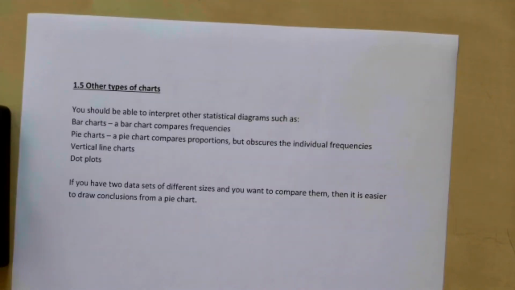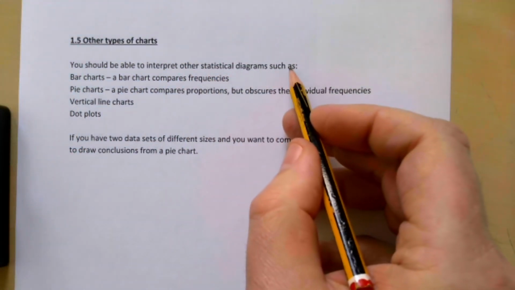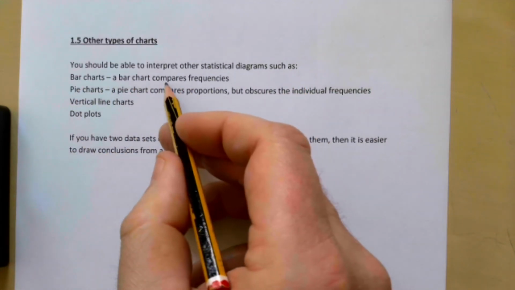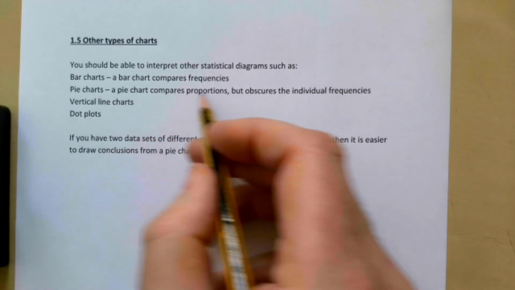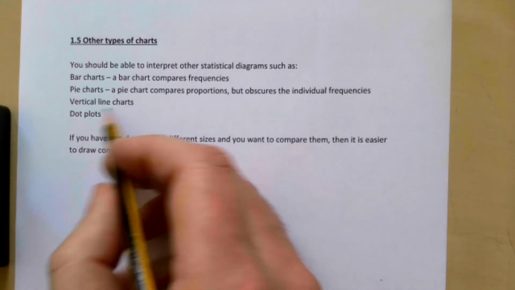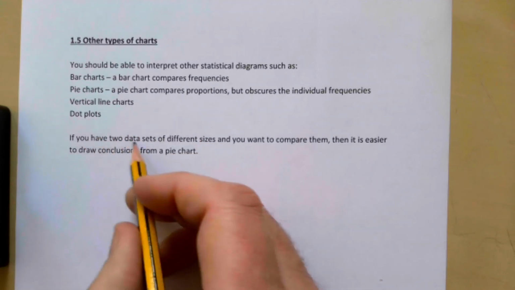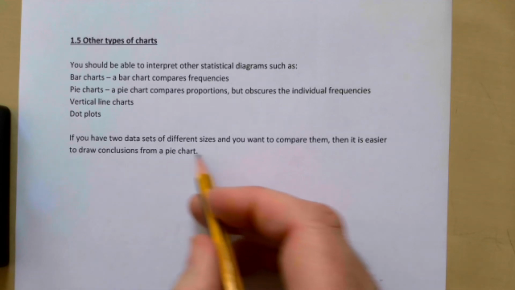While we're here, we'll just chat about the other bits and pieces. Other types of charts: you should be able to interpret other statistical diagrams such as bar charts. A bar chart compares frequencies. Pie charts, I mean, this is year 8 stuff really. A pie chart compares proportions but obscures the individual frequencies. Vertical line charts and dot plots. If you have two data sets of different sizes and you want to compare them, then it is easier to draw conclusions from a pie chart.